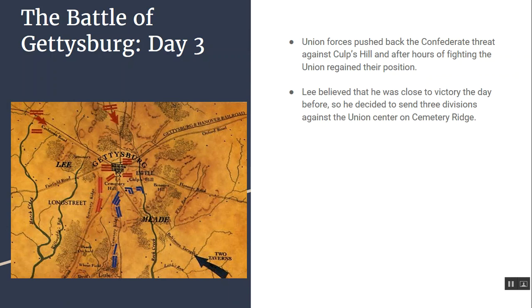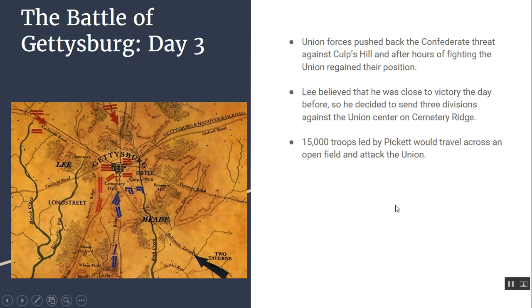Lee believed that he was close to victory because he had a 2-hour cannonade against the Union. So he basically fired cannons at them for 2 hours to try to weaken their line. The Union did not fire back. The reason they did not fire back was not because they were being weakened, but because they were trying to conserve their ammo. Lee took this as, oh, they're weakening because they're not shooting back. This is the perfect time to attack.